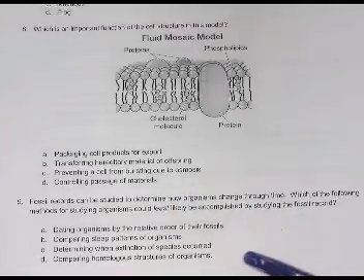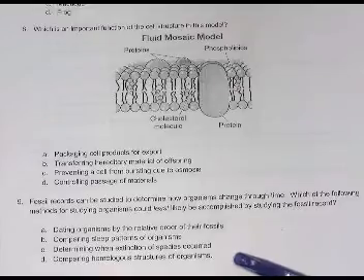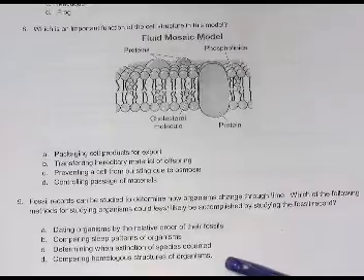Question 9. Fossil records have been studied to determine how organisms change through time. Which of the following methods for studying organisms could least likely be accomplished by studying the fossil record? A, dating organisms by relative order to their fossils. B, comparing sleep patterns of the organisms. C, determining when extinction of the species occurred. D, comparing homologous structures of the organisms.